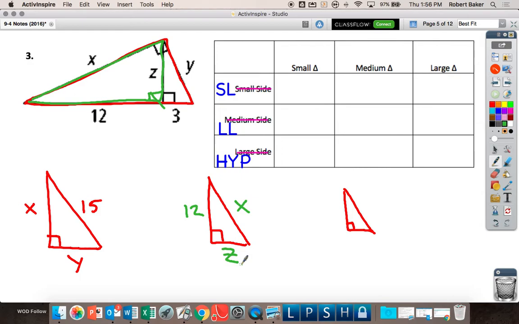Now we're going to look at the baby triangle. The hypotenuse is Y. Short leg, 3. Long leg Z, or straight in. Okay, so that is the first major task. Now we have to solve for X, Y, and Z. Start with X. Okay, let me clear some space for myself here.